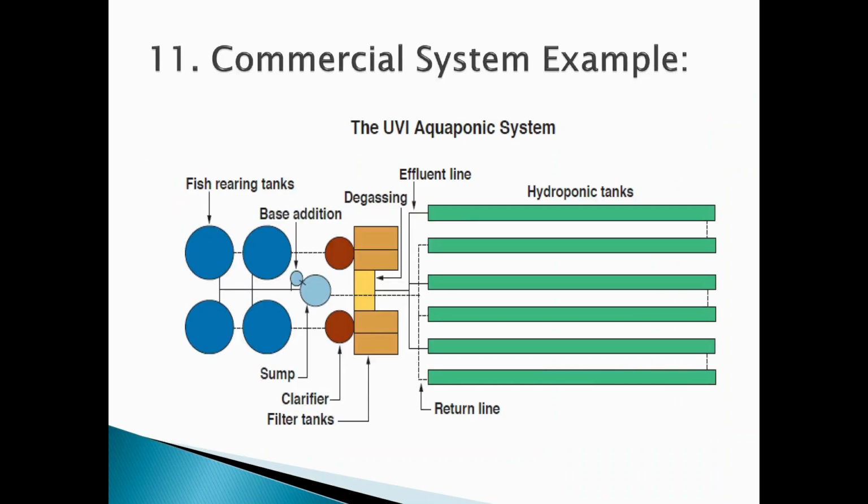Next up, we have examples of commercial systems. Here is just a simple line diagram of what a commercial system could look like, from the fish rearing tanks to the hydroponic tanks.